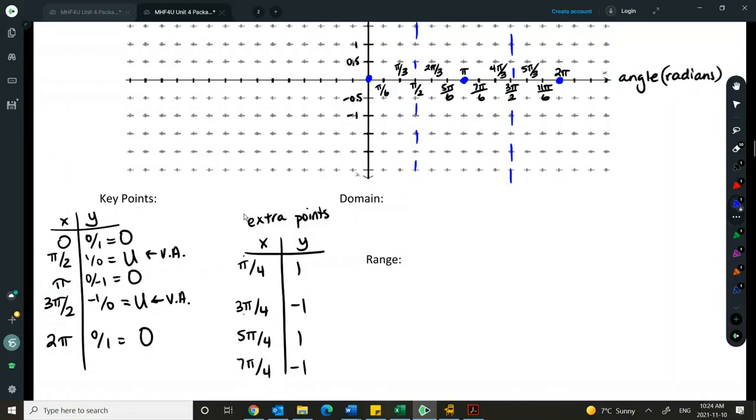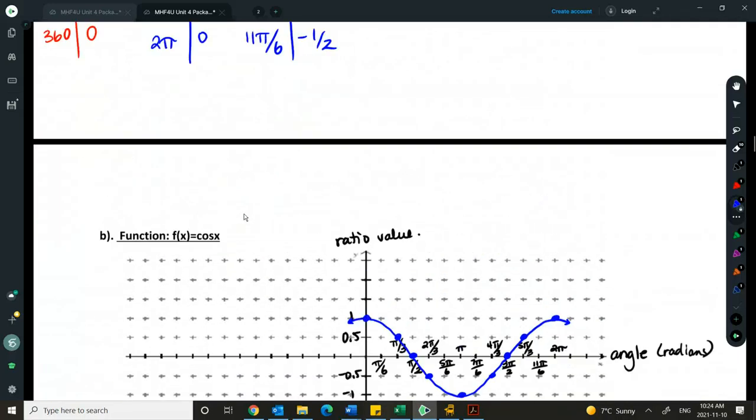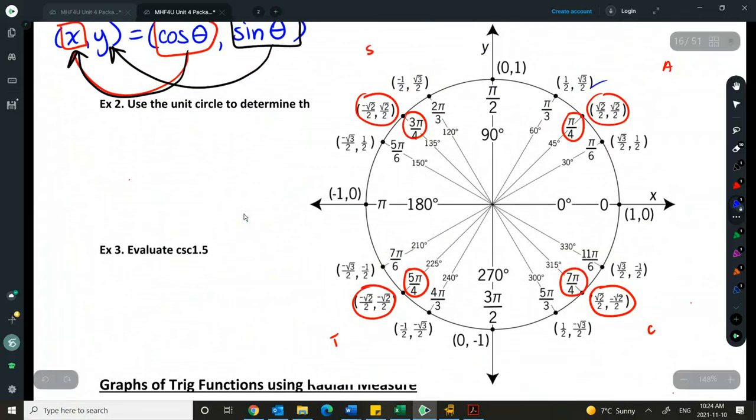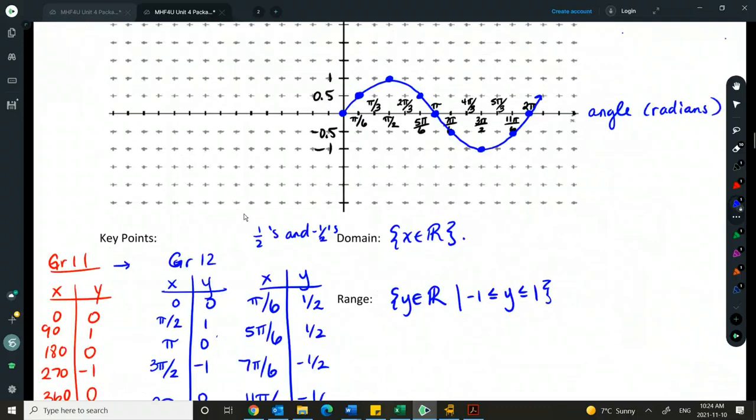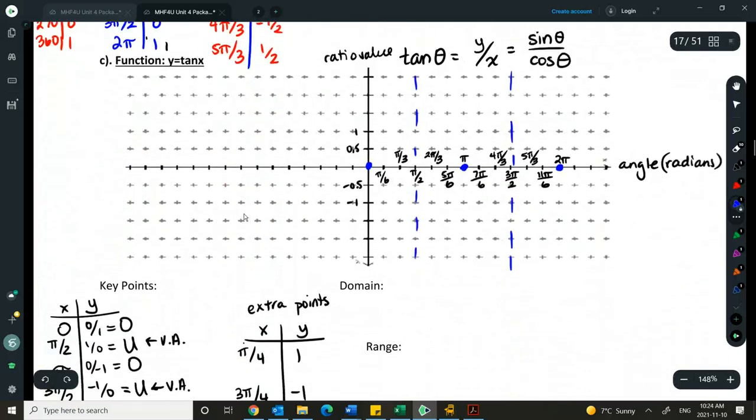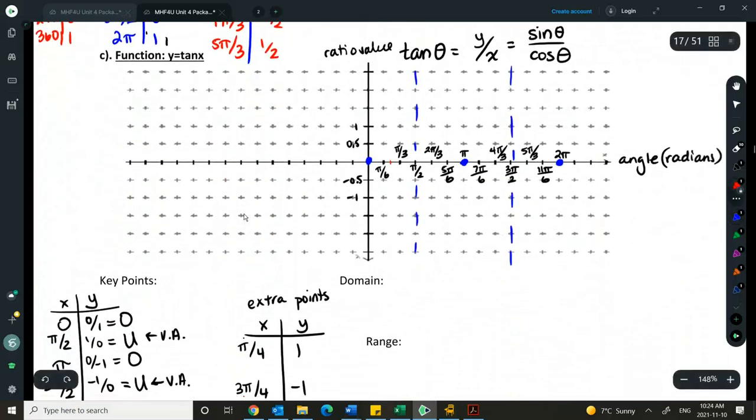And these are going to happen at all the pi over 4s. We didn't label pi over 4s, though. The pi over 4s happen right in between all the pi over 3 and pi over 6s. If you look at the unit circle, notice that all these pi over 4s are happening directly in between all the pi over 3 and pi over 6 values. So we can easily just tick those off on our graph in between the pi over 3s and pi over 6s. Let's look. So one of them is going to happen in between this pi over 6 and pi over 3.